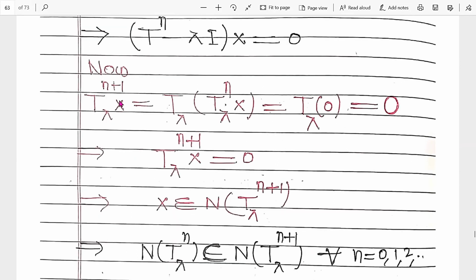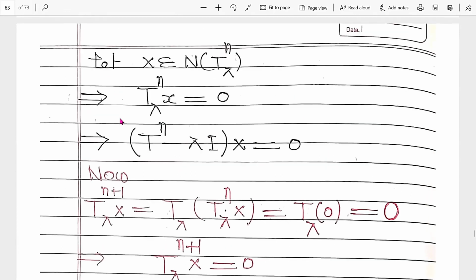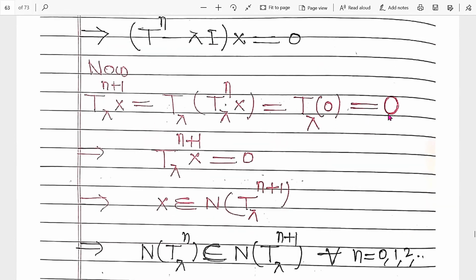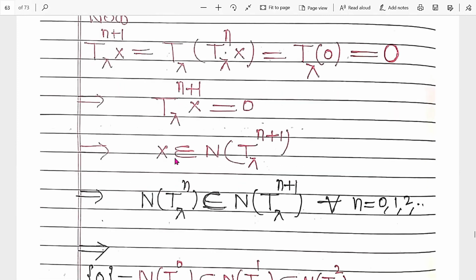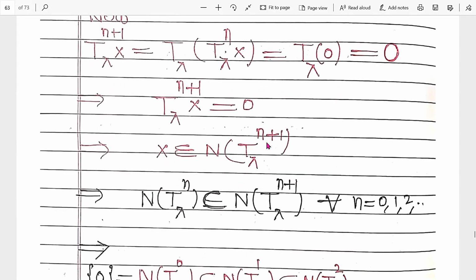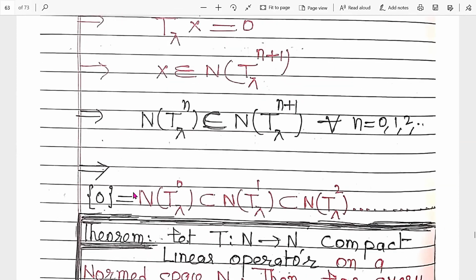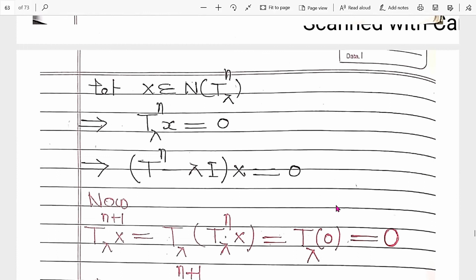Our purpose is to show this for n plus 1. So this can be written in this form, right? So what is the value of this? This is 0. If this is 0, then this is 0. So it means x belongs to the nullity of T lambda n plus 1. So this is a subset for n equal to 0, 1, 2 and so on. So what we get is that 0, the nullity of T0 lambda, is contained in the nullity of T1 lambda, which is contained in the nullity of T2 lambda. So this result is very important.